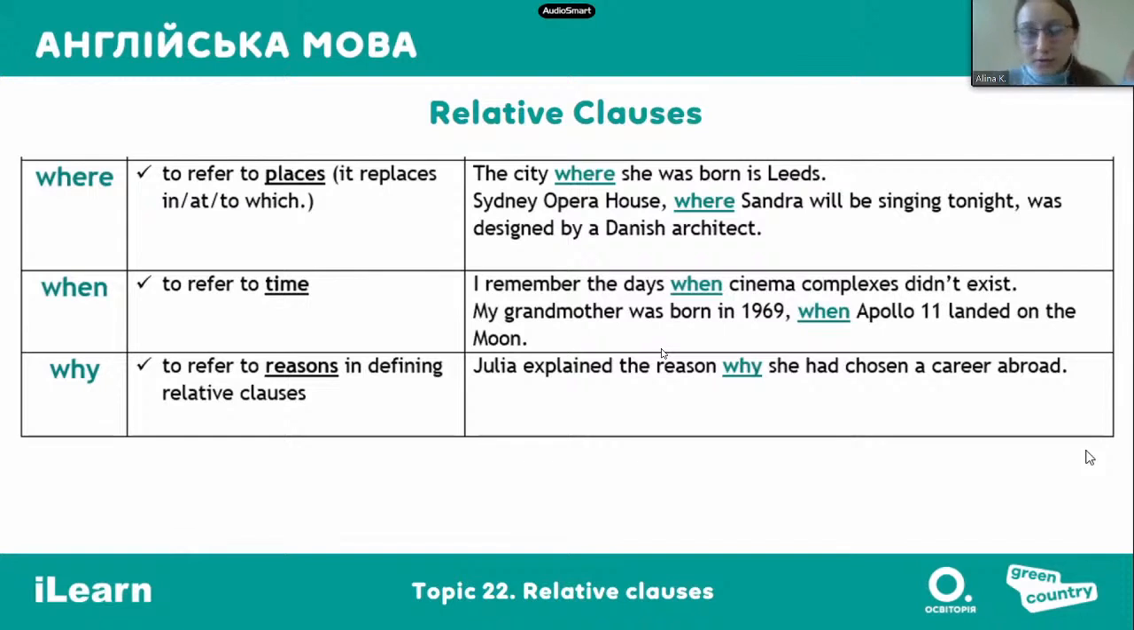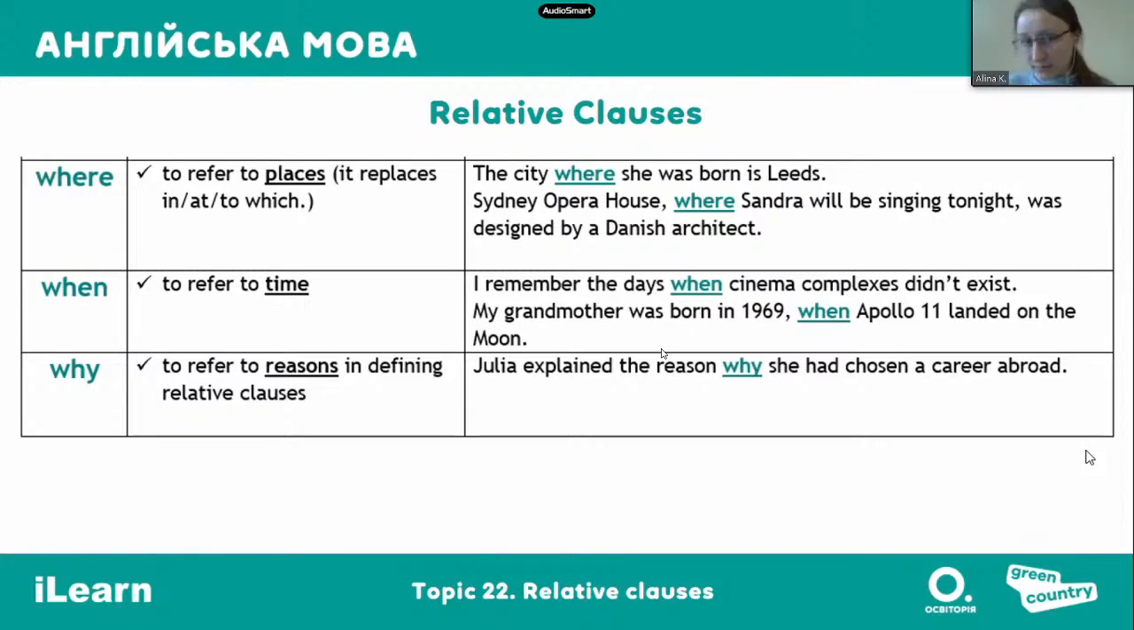So except for which, who, that, whose, whom, we have other relative clauses. We have relative clauses with where, when, and why. Yes, if we talk about where, we refer to some places. It replaces in which, at which, or to which. For example, the city where she was born is Leeds. In other words, по значенню це виходить the city in which she was born is Leeds. So we can use where in order to refer to places.